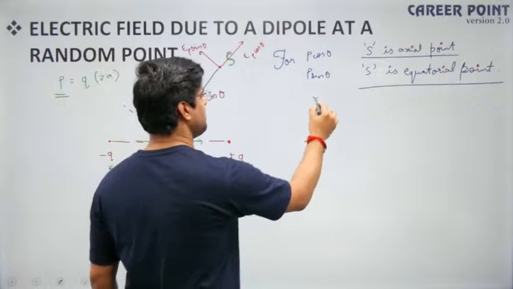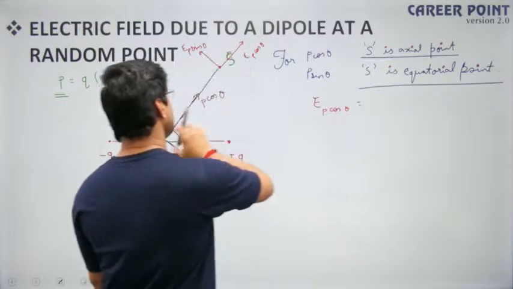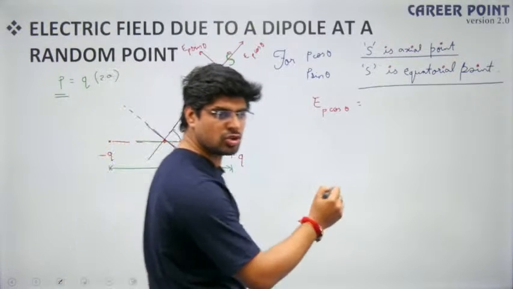So what I will just suggest is that we can write the magnitude of E P cos theta, electric field due to P cos theta at axial point S. We can directly write the formula. How much is it? 2 kp.